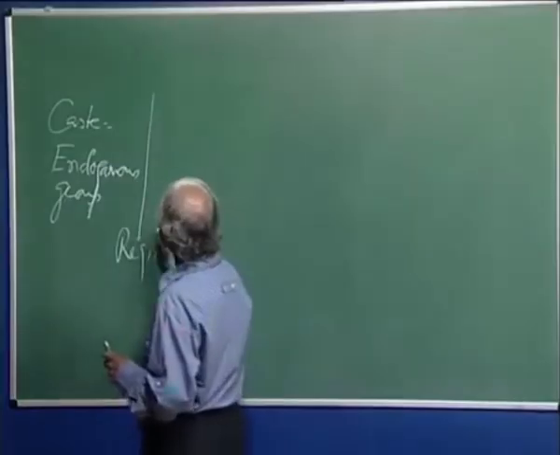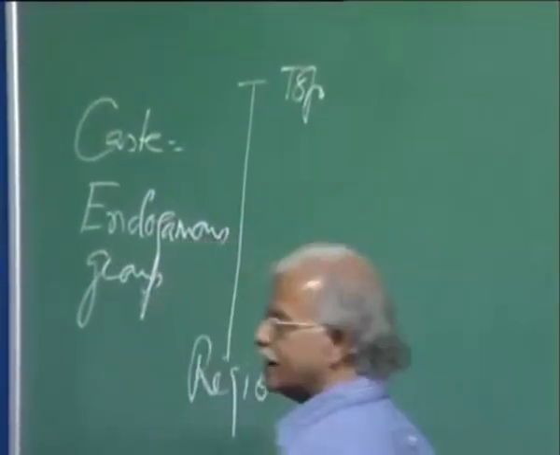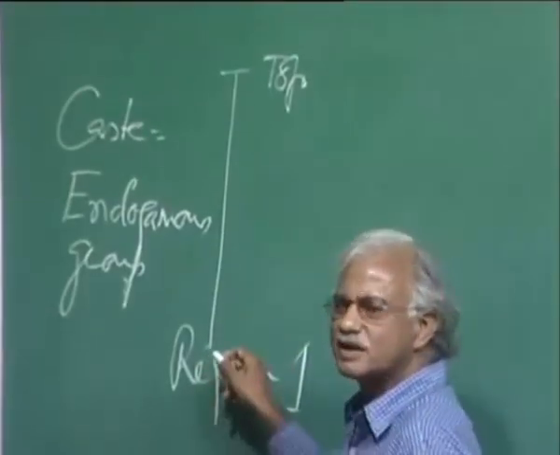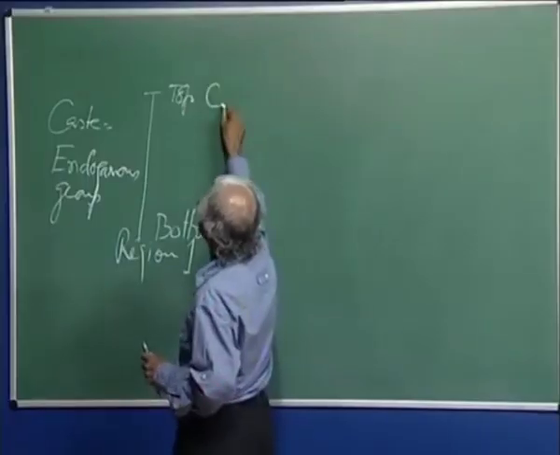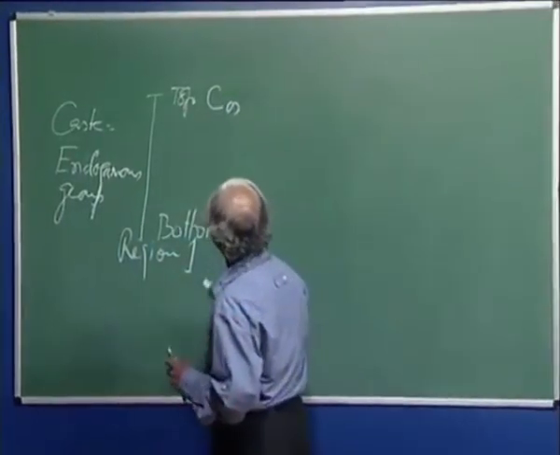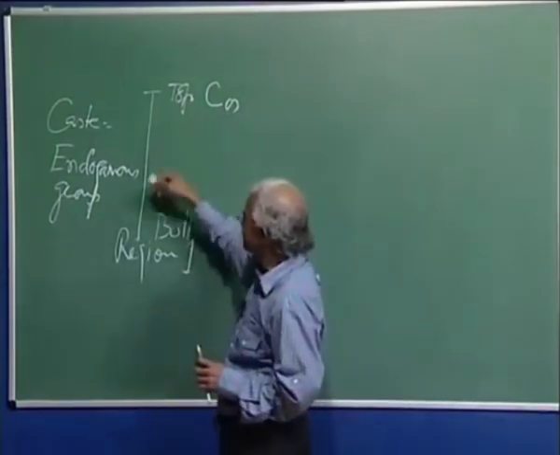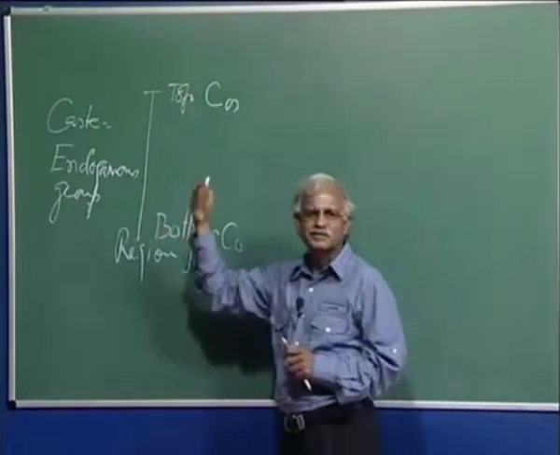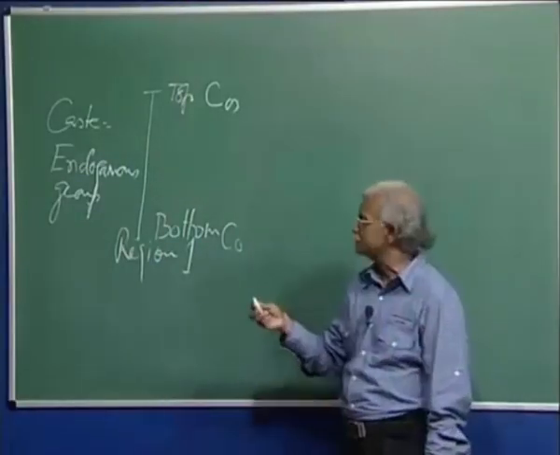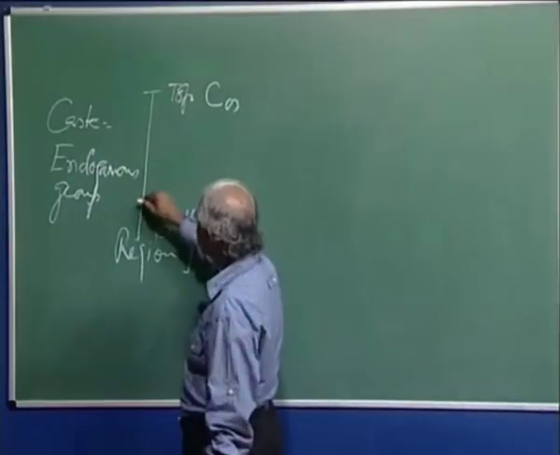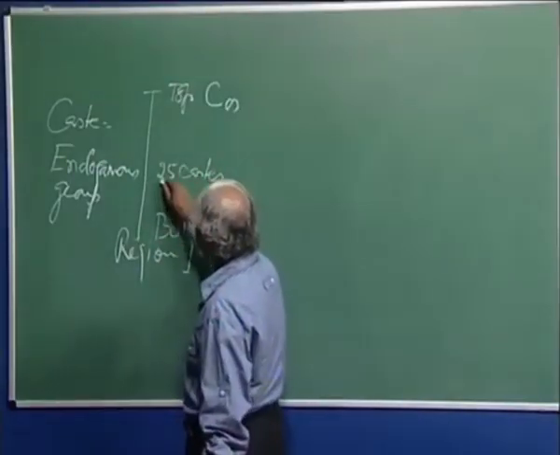But what is interesting is that in all the regions there are some castes which are at the top, and there are some castes which are considered to be at the bottom. Say C infinity at the top and C 0 at the bottom. In between there are a large number of castes. In some regions or in some villages there may be 5, in some villages there may be 10, in some villages their number may go up to 20 or 25, and there is a hierarchy.